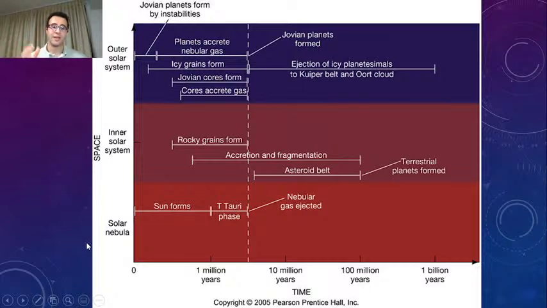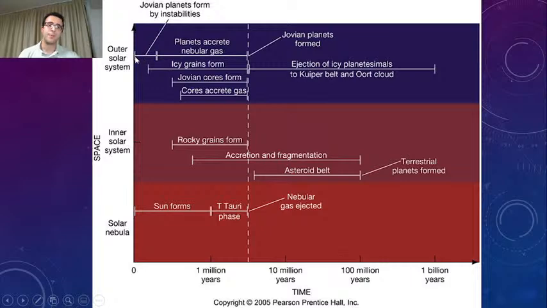So initially you have the cloud collapsing, and it takes about 1,000,000 years for the sun to form before it enters the T-Tauri phase. And as that is happening, about 500,000 years into this stage, you have rocky grains forming in the inner solar system. So that is us. We're part of the inner solar system.